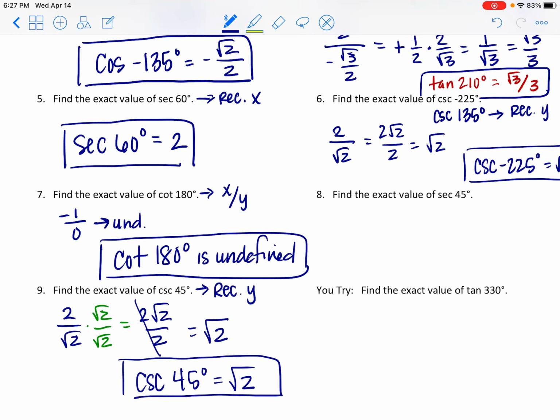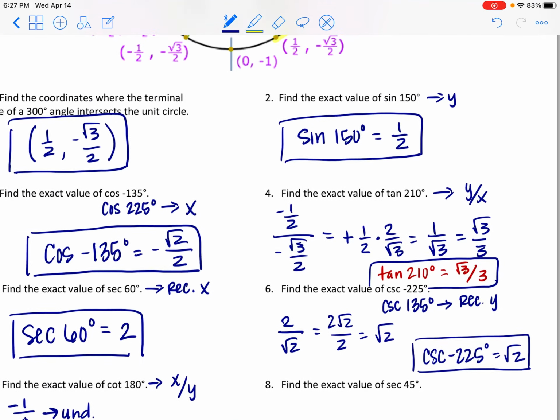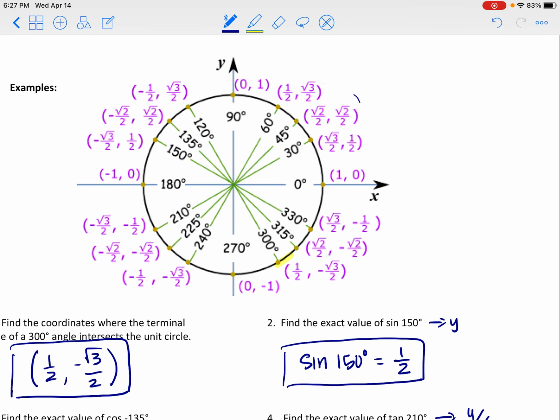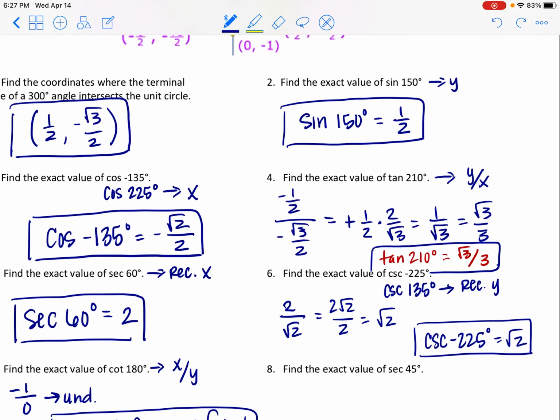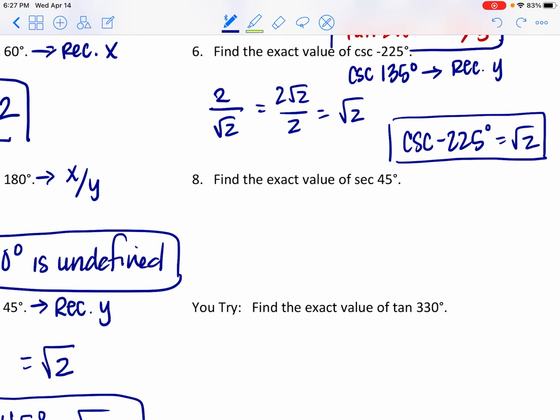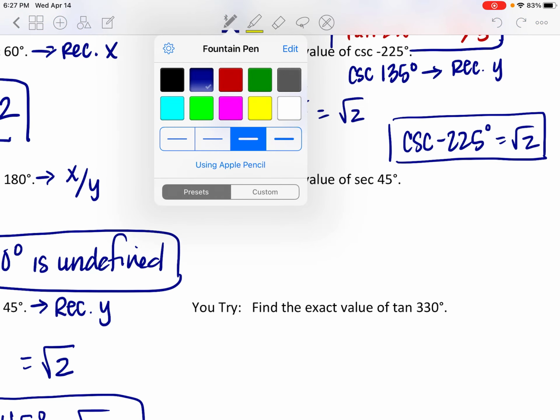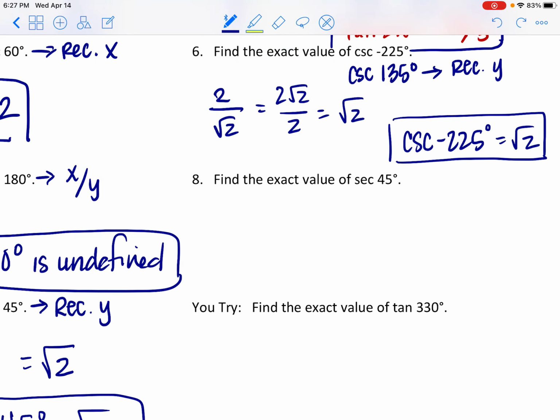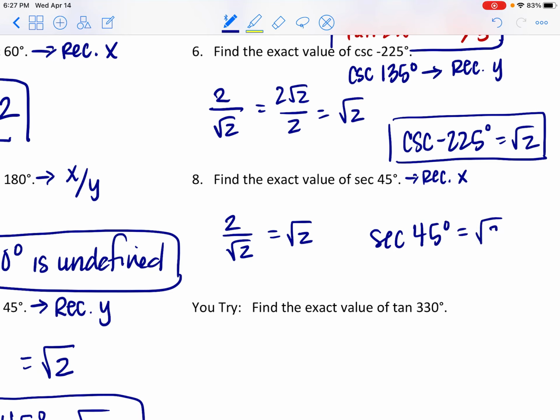Number 8, find the exact value for the secant of 45. So 45 degrees, that's our radical 2 over 2 in each coordinate, both positive. Secant is the reciprocal of cosine, and cosine is x, so this is going to be the reciprocal of x, and x was radical 2 over 2, so again this is going to be 2 over radical 2, which is just going to rationalize to be a radical 2. So we're going to say the secant of 45 degrees is exactly radical 2.